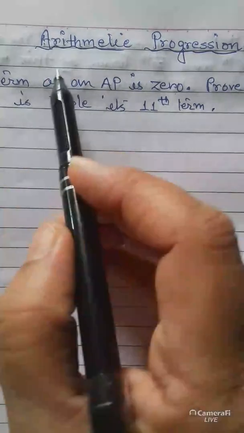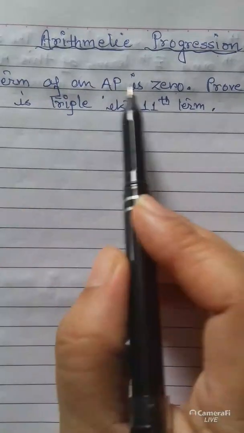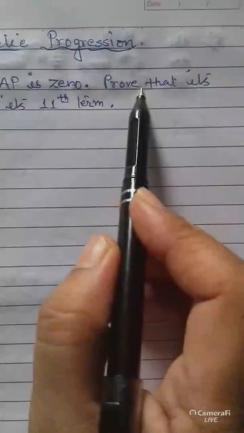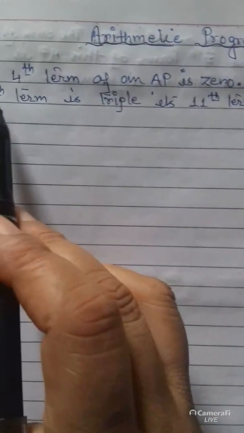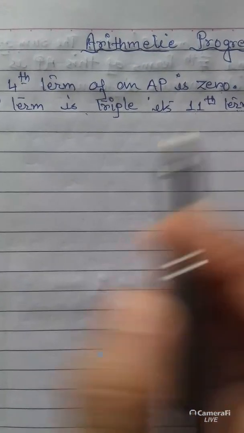Today I am going to solve word problems on arithmetic progression. The problem is: the fourth term of an AP is 0. Prove that its 25th term is triple its 11th term.